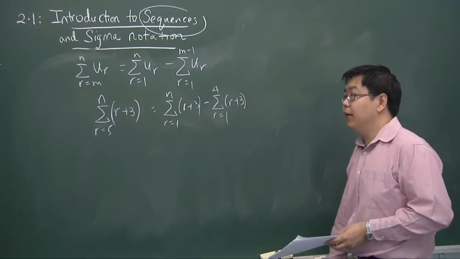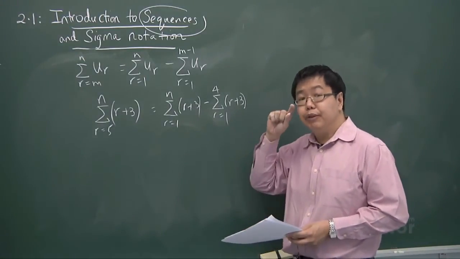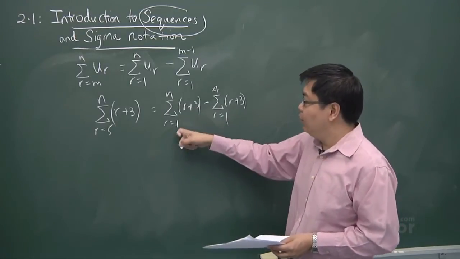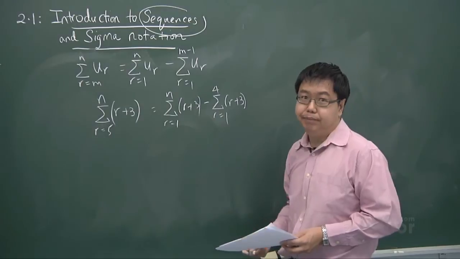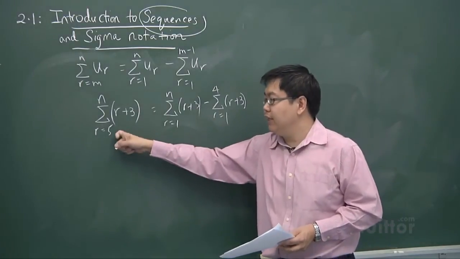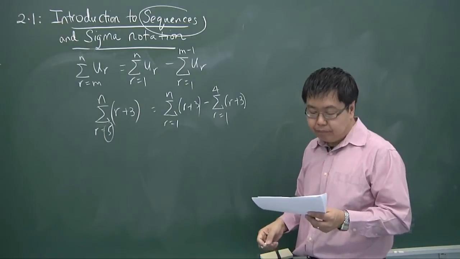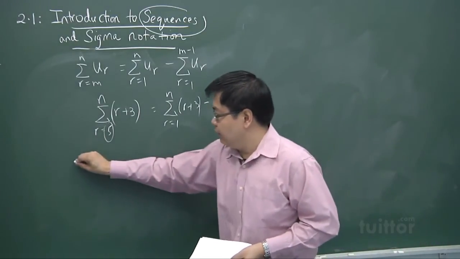But why do people actually use this law? Because most of the formulas that are given to you in the A-level syllabus only allow you to start from 1. So you need to change everything that doesn't start from 1 to things that start from 1. Now let's take a look at the third law.